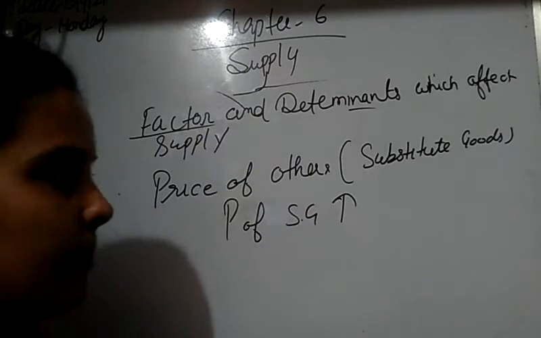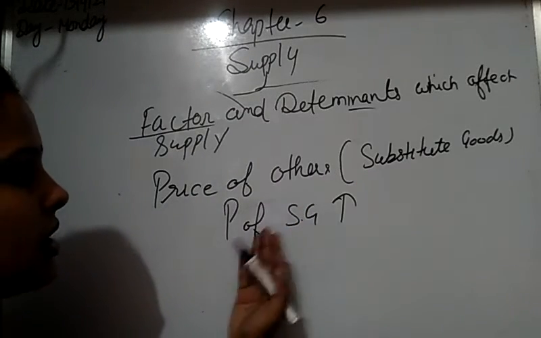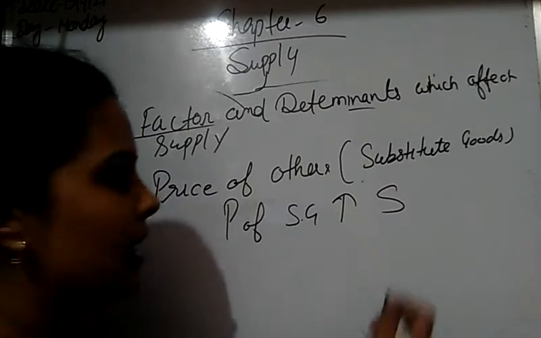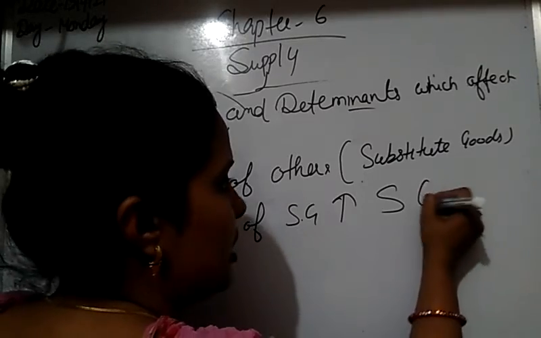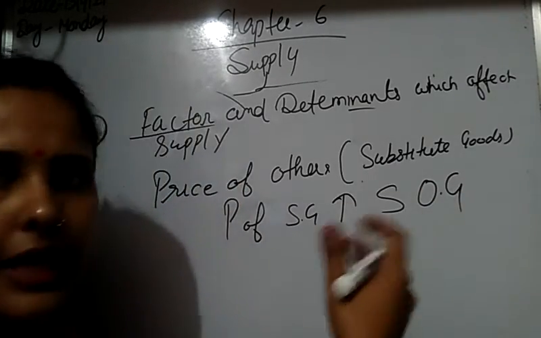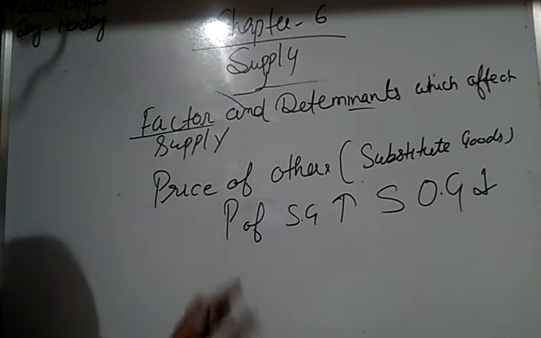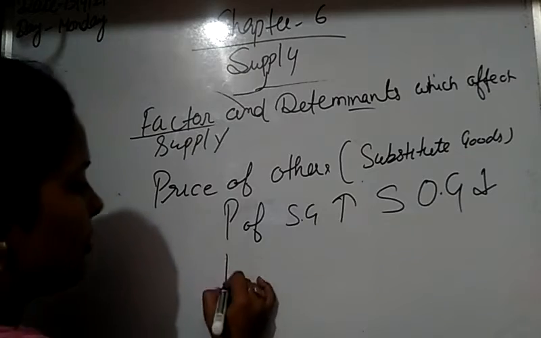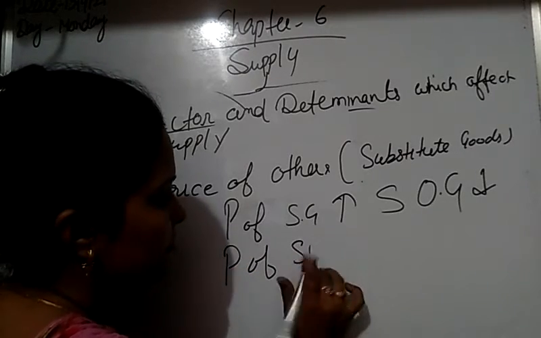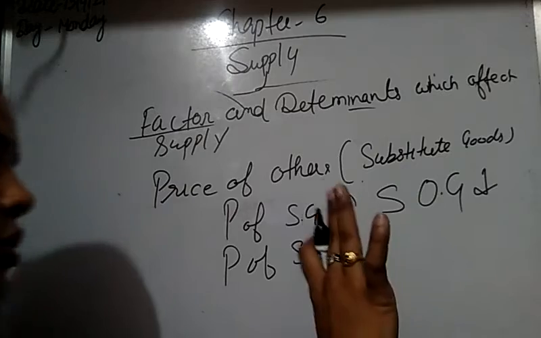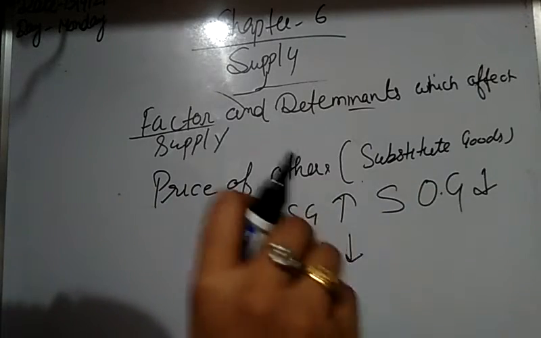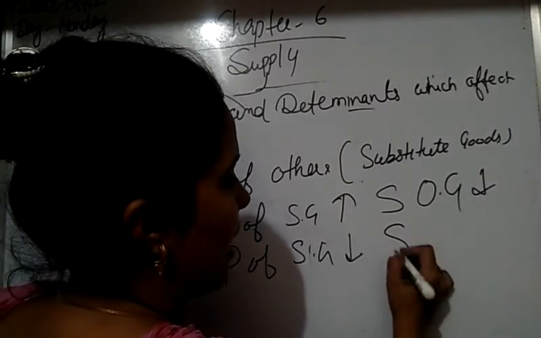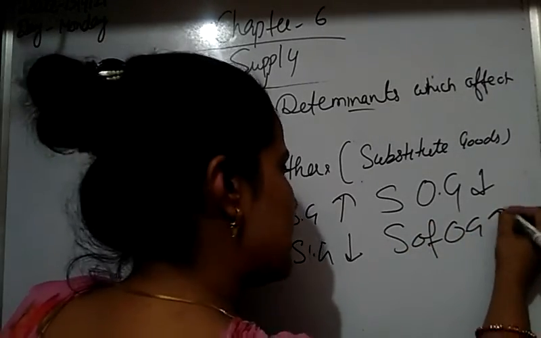Clear, students? So when the price of substitute goods increases, the supply of the original good, here tea, decreases because the producer shifted to the production of coffee. When the price of substitute goods decreases, producers do not want to change. They are very happy producing coffee, so the supply of the original good increases.